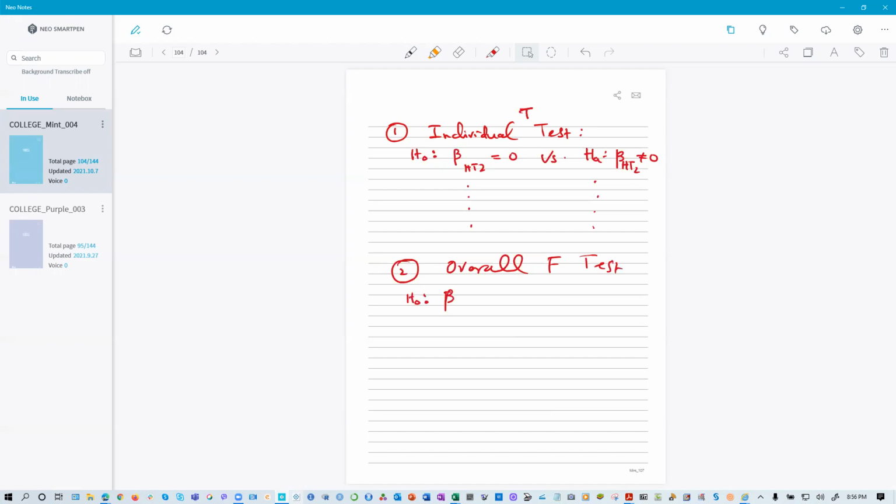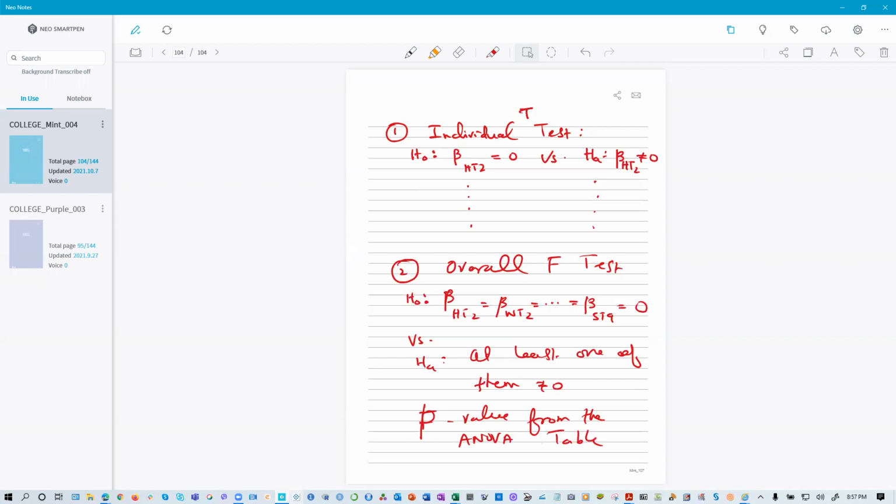Okay, I'm gonna write beta HT2 equals beta WT2 equals dot dot dot, and the last one beta ST9 equals 0 versus HA: at least one of them not equal zero. Then you take the F p value from the ANOVA table, and then you can make the conclusion. ANOVA table. Here you're gonna take the p values from this table.